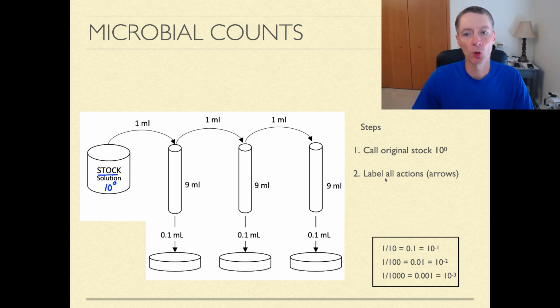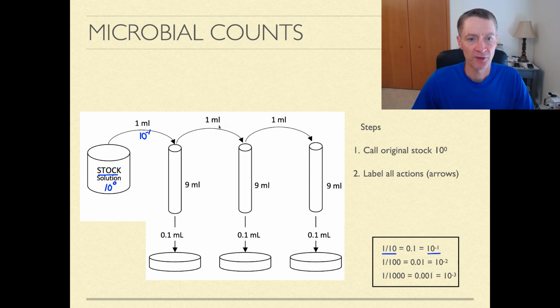We want to then label all actions. By that I mean find the arrows. One of the actions is they're going to take 1 milliliter here and put it into a tube with 9 milliliters. I'm going to label that as a 1 to 10 dilution. Now let's look at the bottom here. 1 to 10 is the same as 10 to the negative 1. I'm going to use that because eventually my dilution factors are going to be in powers of 10. So I'm going to say that this action is 10 to the negative 1.